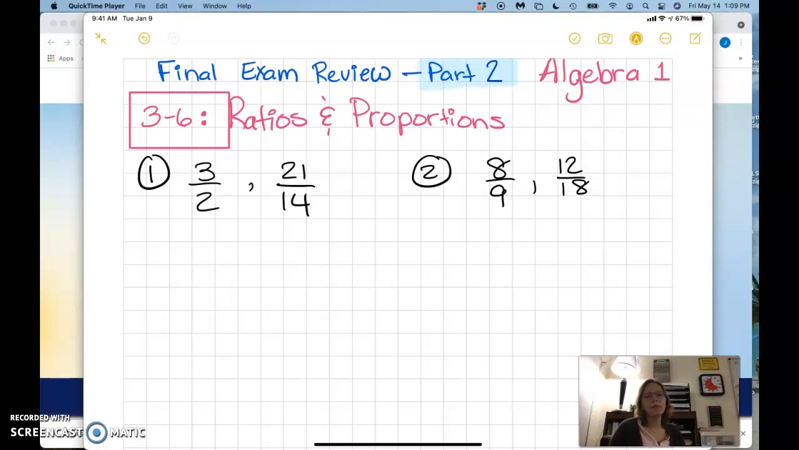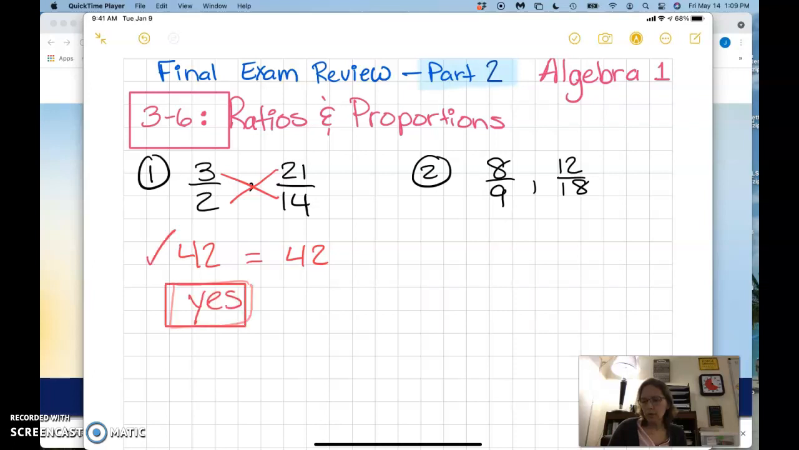So remember, they form a proportion if when you cross multiply, both sides equal each other. So we're going to cross multiply and see if the numbers equal. 3 times 14 is 42, and 2 times 21 is also 42. So since those numbers equal each other, yes, this is a proportion. These are real quick. You just cross multiply and you'll have the answer.